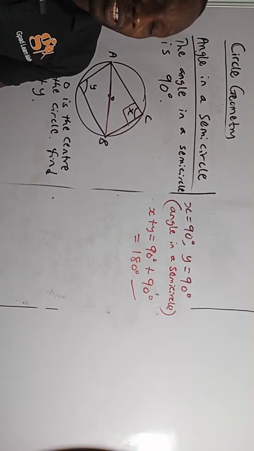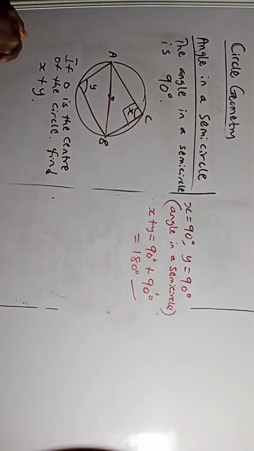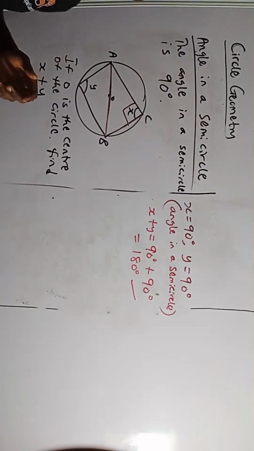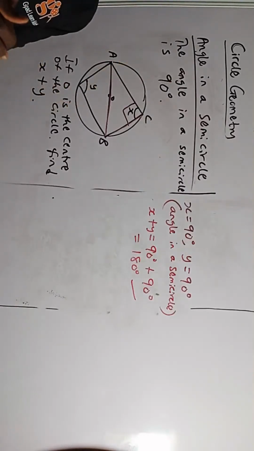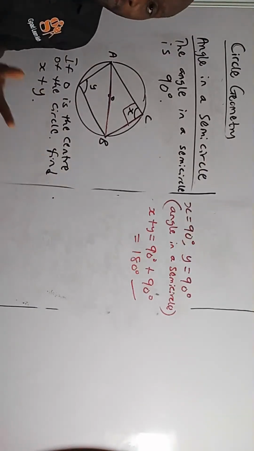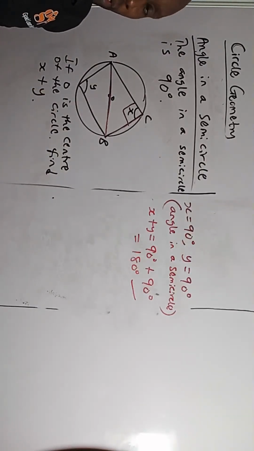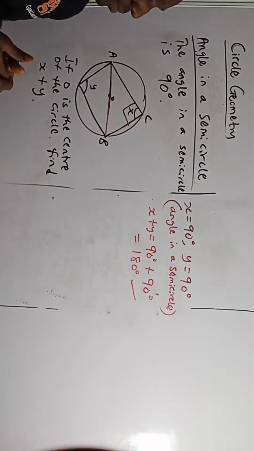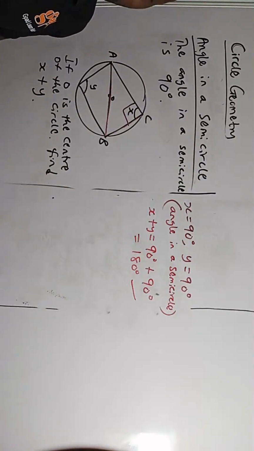So in the next lesson, we'll be talking about different other circle theorems, like the opposite angles of a cyclic quadrilateral. You don't want to miss that lesson. We'll also be talking about angle in the alternate segment, opposite angle of a cyclic quadrilateral, and several other circle theorems. Any question before we end the lesson? We'll also be talking about an exterior angle to a cyclic quadrilateral.